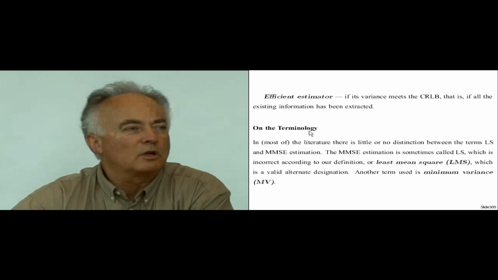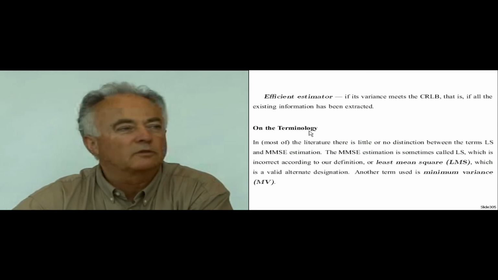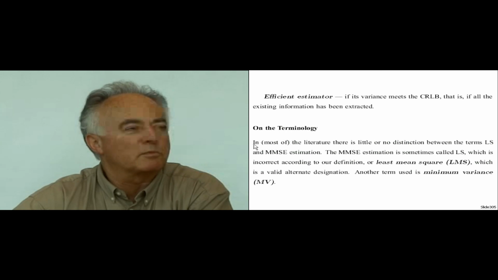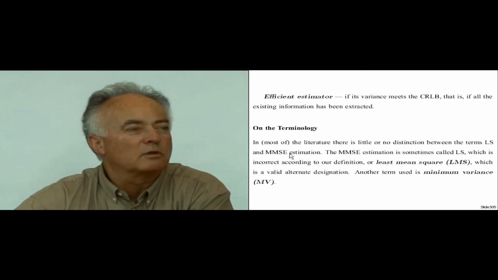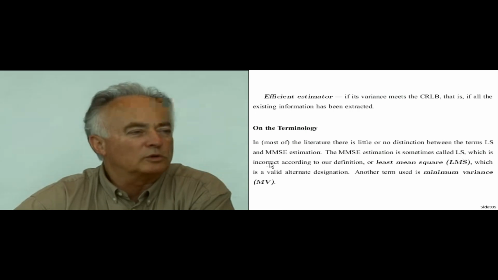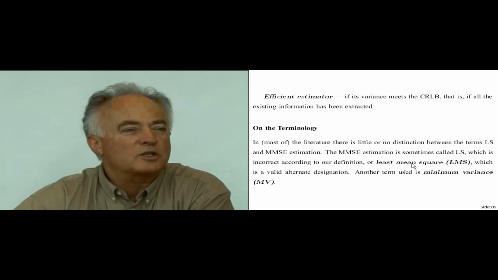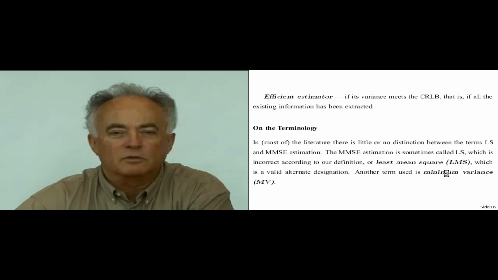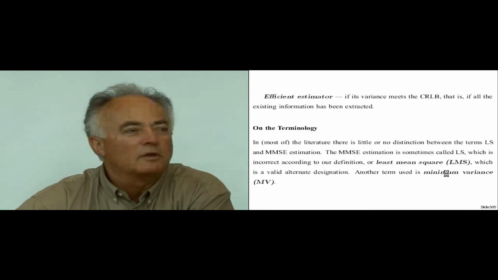A few words on the terminology you will find in the literature or at other occasions where you hear people talking. In most of the literature, there is little or no distinction between the terms least squares and minimum mean square error estimation. We are trying to be a little bit more pedantic. The MMSE estimation is sometimes called LS, least squares, which is incorrect according to our definition because this is Bayesian, this is non-Bayesian. It is also called least mean square, LMS, which is a valid alternate designation. And sometimes it is called minimum variance. Just so you are not surprised that the language is a little bit inconsistent.